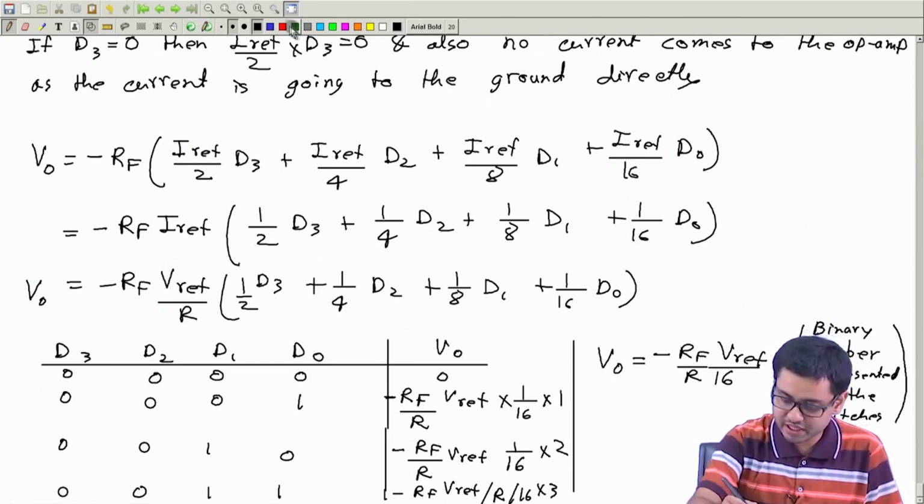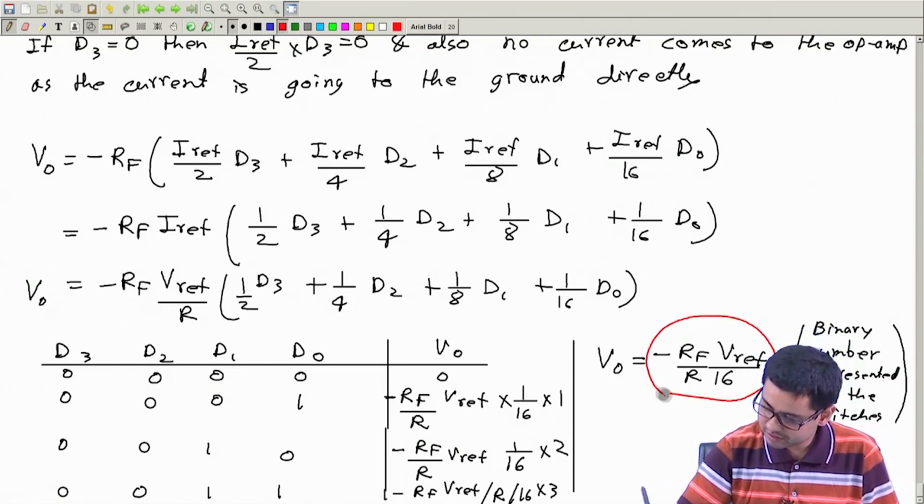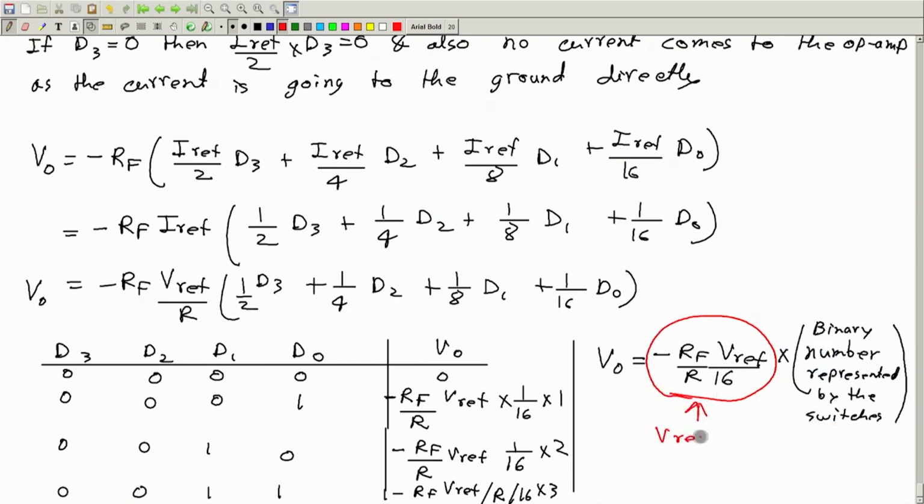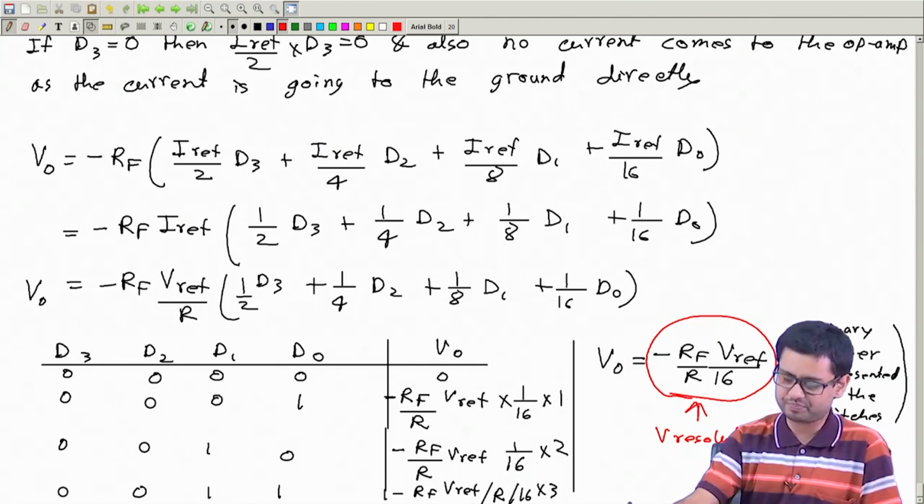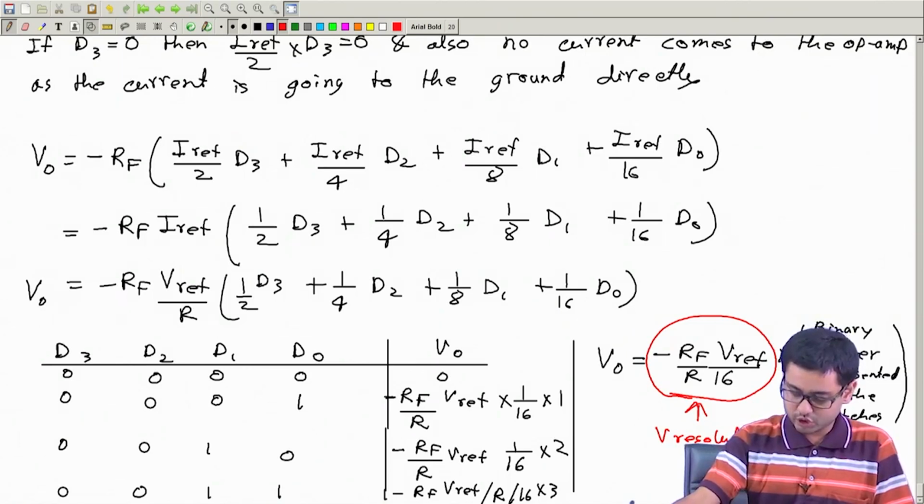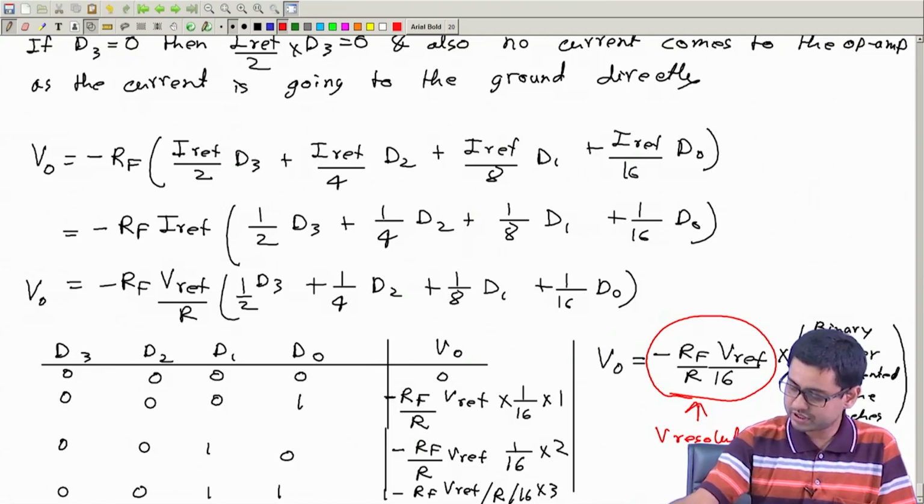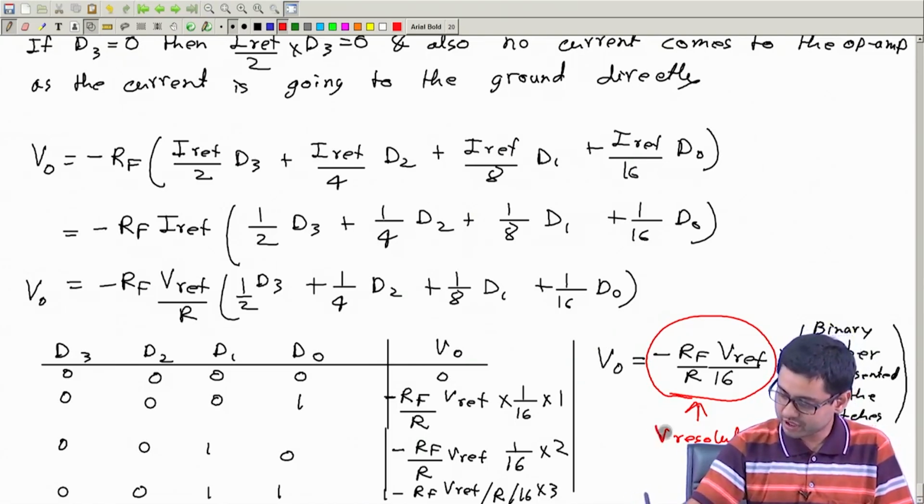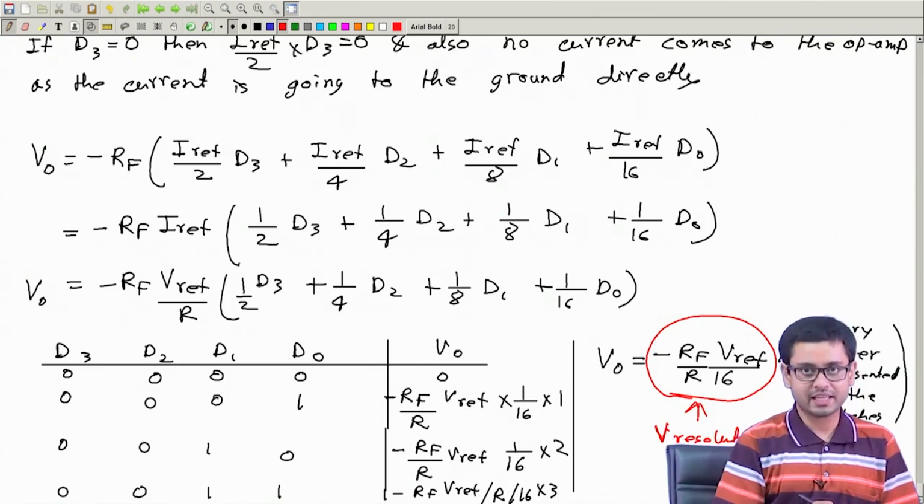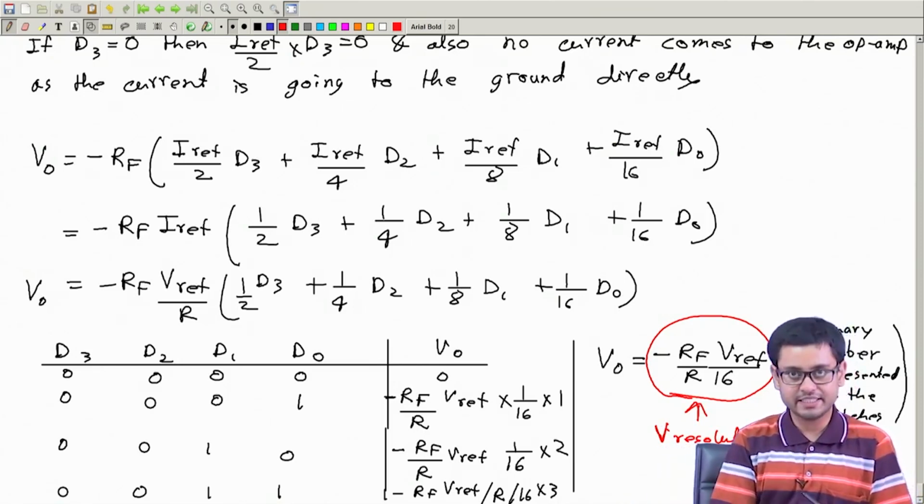So I call this my V resolution times binary number. This is what it looks like for a digital to analog converter, DAC. The output is some resolution voltage times a binary number. So this acts as a digital to analog converter. Thank you.